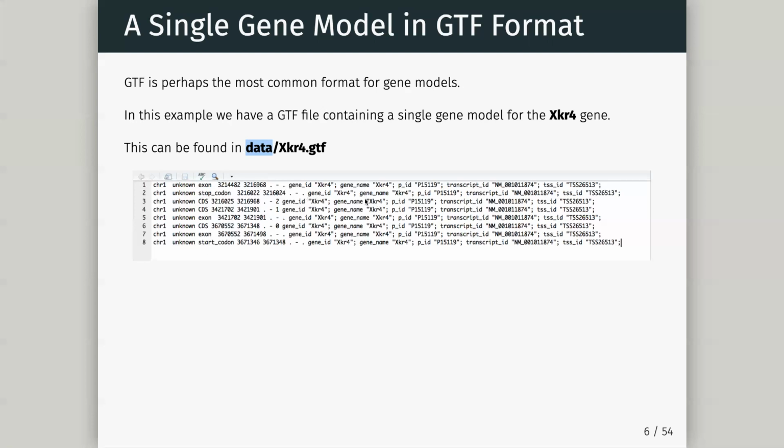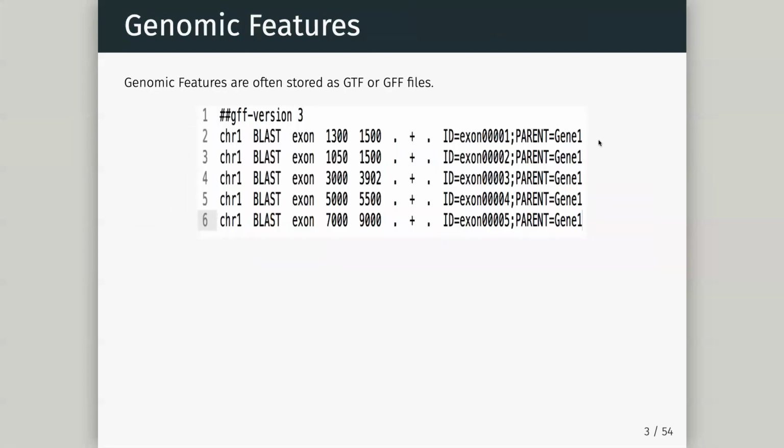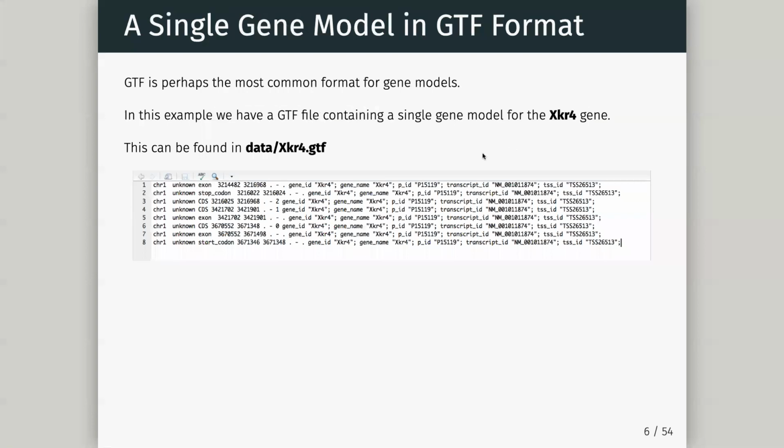And then we have over here, and this actually is one column with the values separated by colon. So it's this column here. And in that column, we have things like gene ID, gene name, transcript ID, and TSS ID. So we know the transcripts it relates to, and we know the gene it relates to. So that's really what we need to be able to tie these things together.